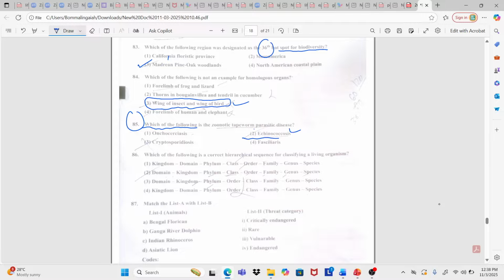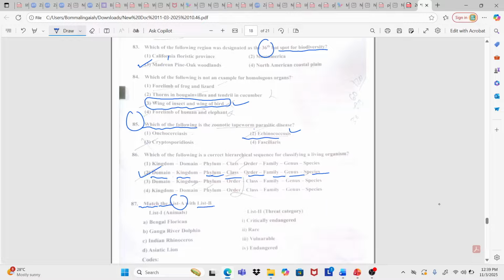Very easy question. Which of the following is the correct hierarchical sequence classifying the living organism? Classify the living organisms according to this sequence. That means domain, kingdom, phylum, class, order, family, species. This is correct classification of living organisms. Correct answer is option number. Next we move on to the 87th question.